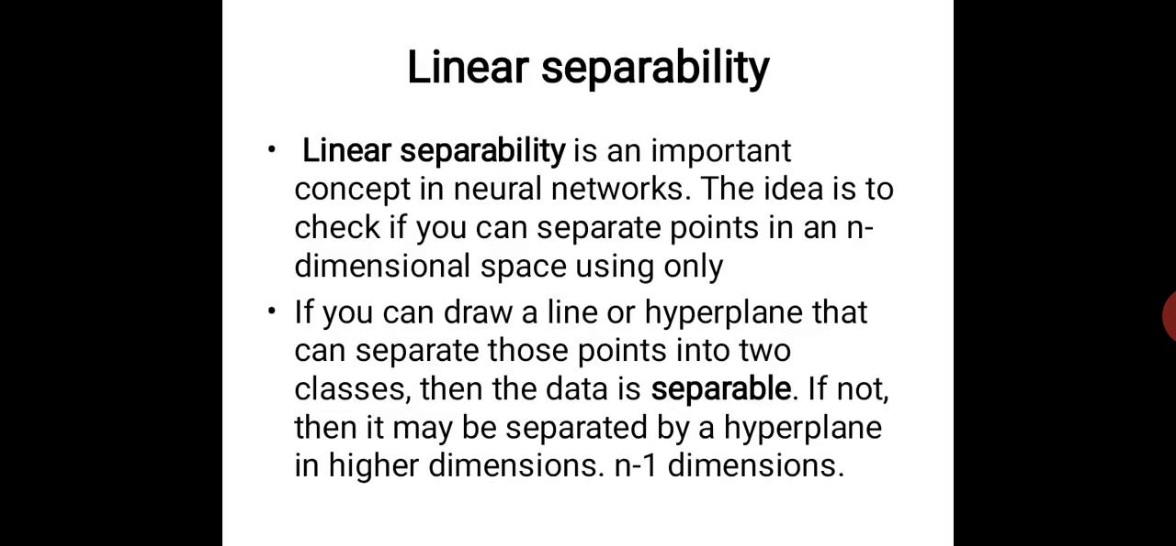The next is linear separability. Basically, linear separability is an important concept in neural networks. The idea is to check whether we can separate the points or not. Suppose we have two classes, positive and negative, and are we able to separate these positive and negative points using one single line? This is called linear separability. This single line is known as a hyperplane.